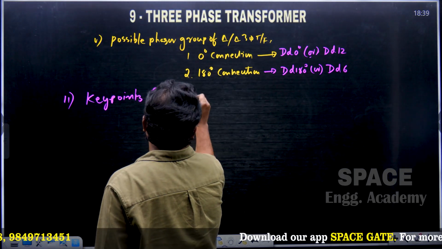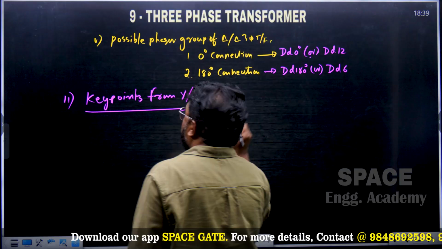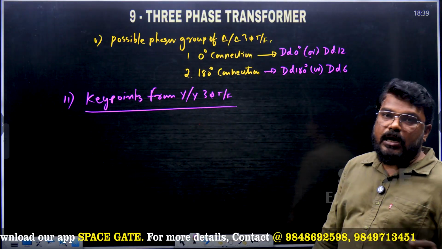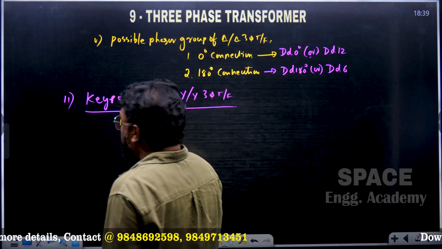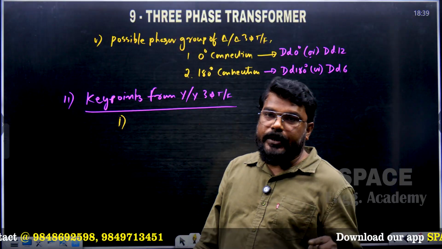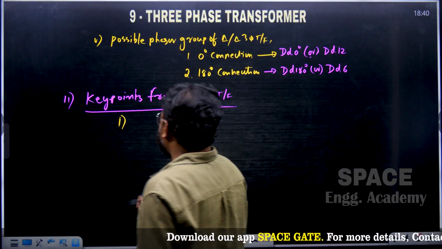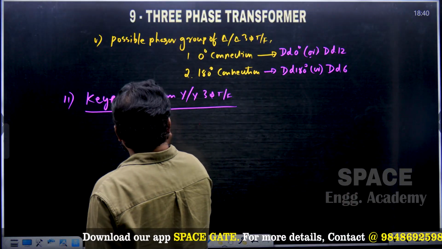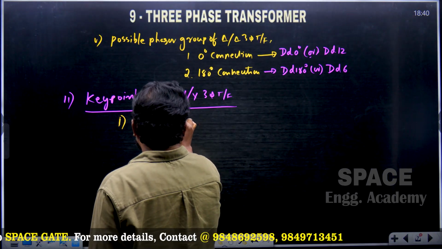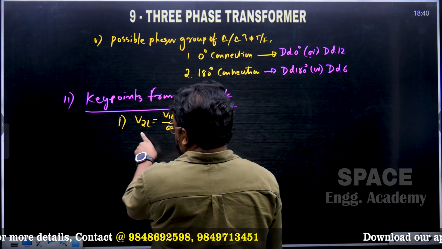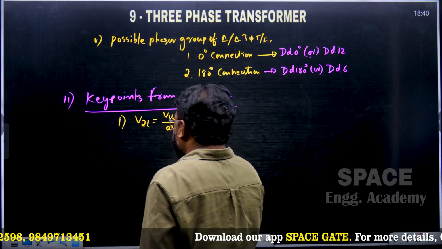Observations, or key points, from the star three-phase transformer. First key point: how to find the secondary terminal voltage in terms of the primary terminal voltage, or in terms of the supply voltage. The secondary line voltage V2L is equal to V1L divided by A. This is the line voltage; if the line voltage is V, we write it as V by A.